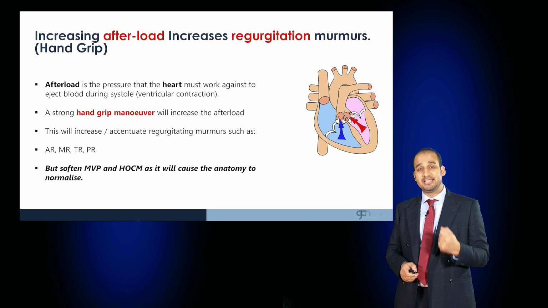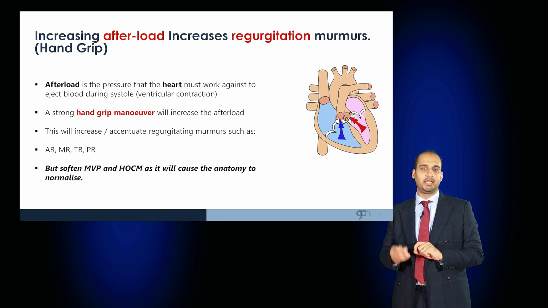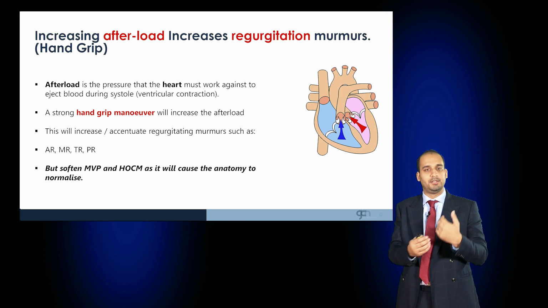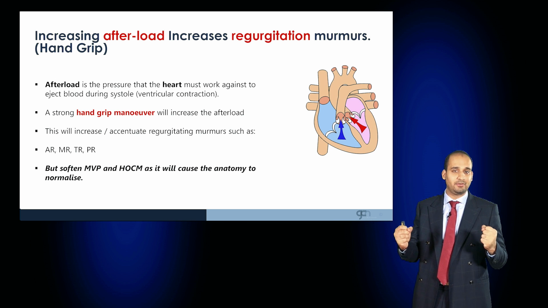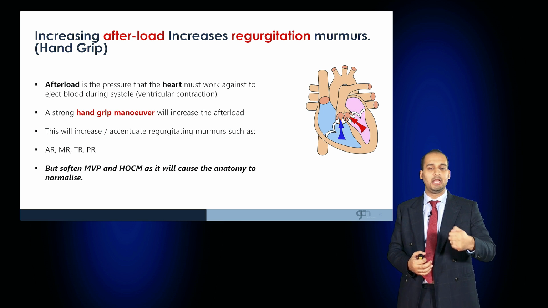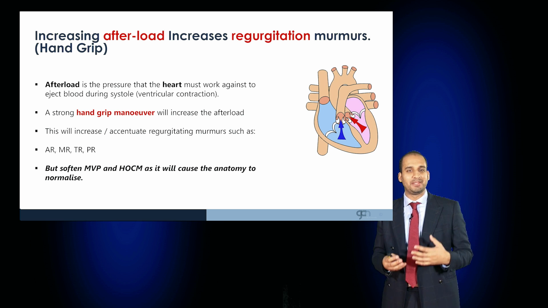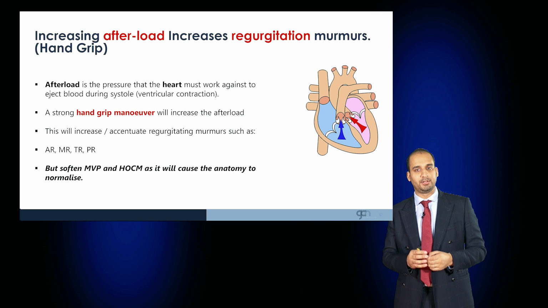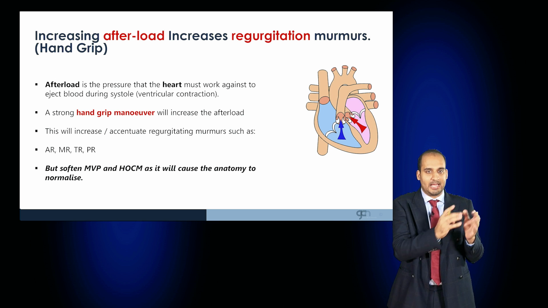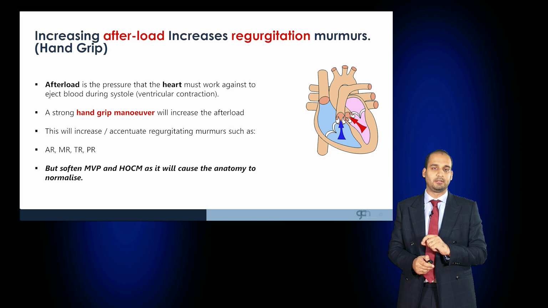Also note that increasing afterload increases regurgitant murmurs. Now, afterload is the pressure that the heart must work against to eject blood. So if you have increased backflow pressures, any regurgitant murmurs will increase in their intensity. So hand grip maneuvers increase afterload, and this would accentuate the murmurs of aortic regurgitation, mitral regurgitation, tricuspid regurgitation, and pulmonary regurgitation. But they will soften the murmurs of mitral valve prolapse and HOCM, again because there's increased back pressure causing the septum to normalize or the prolapsed valve to assume its relatively normal anatomical position.